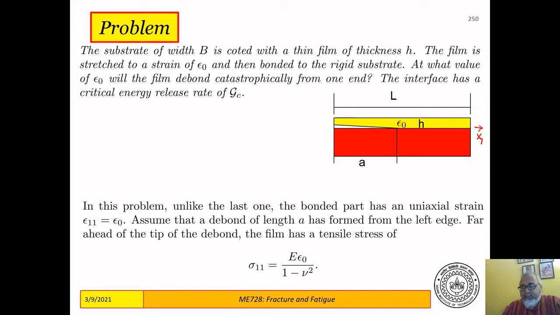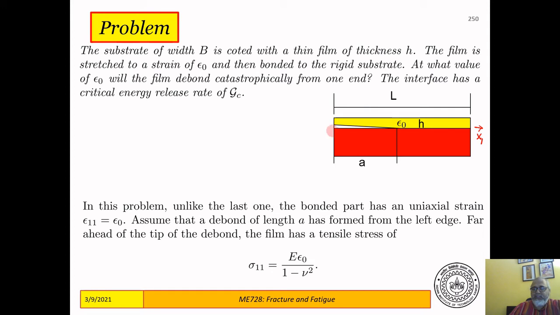But here the question is, after we have stretched the film by epsilon naught and then pasted it on the substrate, what value of epsilon naught will it be able to tolerate? So how much can I stretch it before placing it on the substrate so that it does not debond from the edge? When I paste it on the substrate, it tries to contract because I have stretched it, and while it tries to contract, it tries to peel off from the substrate.